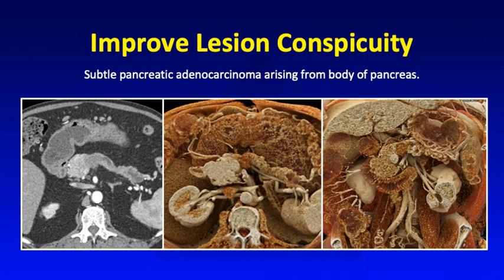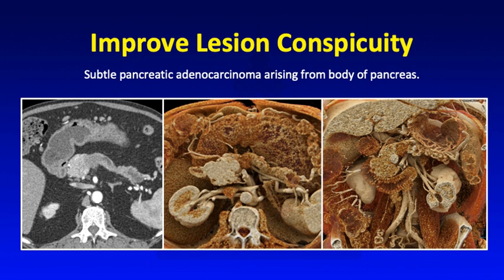And when we look at this example here of a rather subtle pancreatic adenocarcinoma, you can vaguely see that there is a hypoenhancing mass within the body of the pancreas, and there is mild dilatation of the pancreatic duct. But when you look at the same case with cinematic rendering, you can greatly accentuate the focal textural change of the pancreatic tumor relative to the background pancreas, making the lesion much more obvious.